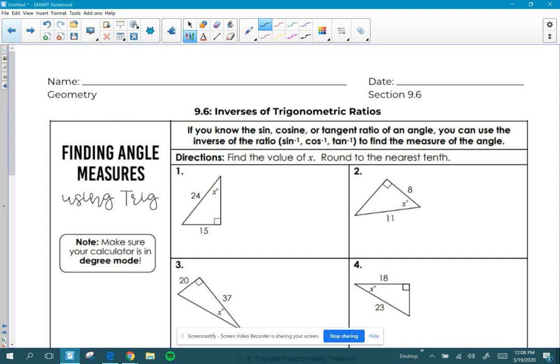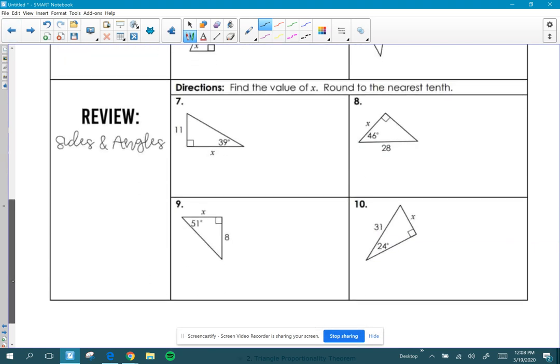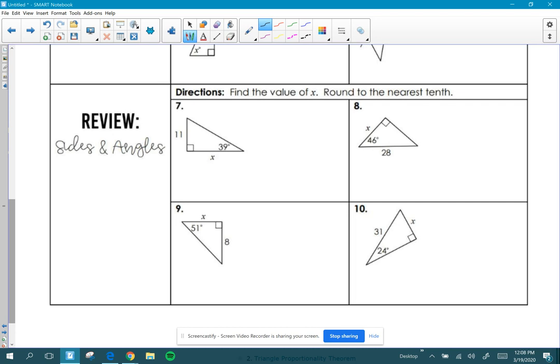Now, if you remember from last class, we were talking about how to find missing side lengths with trig. So if you look at the bottom of this one-page sheet of notes, these four examples, 7, 8, 9, and 10, are just like what we did last video, where we were finding a missing side length. We were given one angle, one side, and we needed to find that other side, so that x value for all of those. So even though it's at the bottom of the page, it might be a good idea to start here just as a refresher.